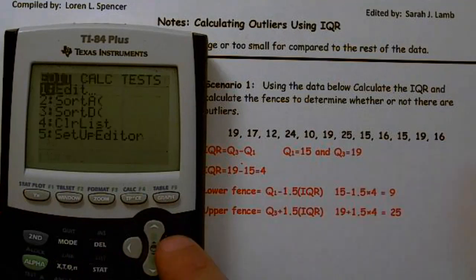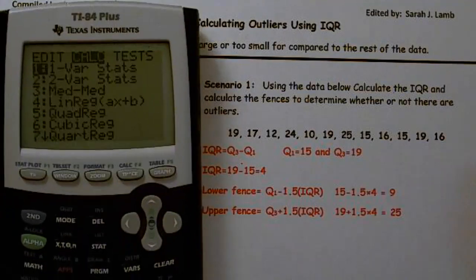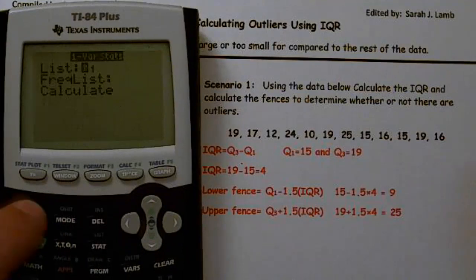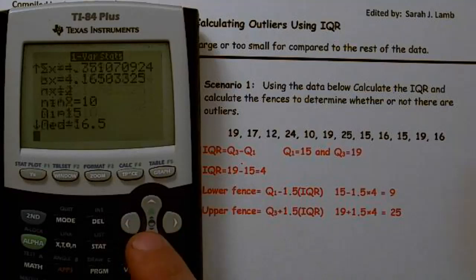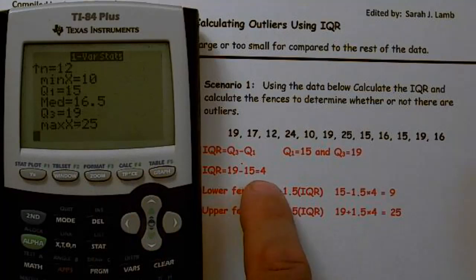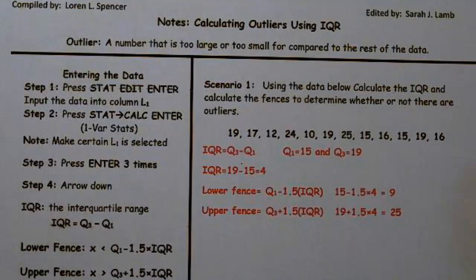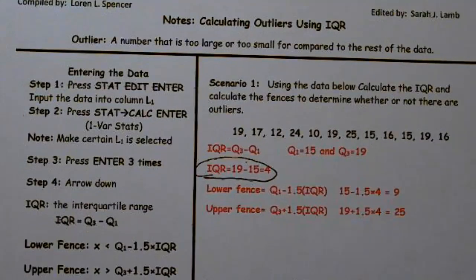I'm going to press stat, calc. One variable statistic should be highlighted, so I can press enter. Then I can press second one to make sure it says L1. Enter a couple times, and I get this information. So I happen to need Q3 and Q1. Scrolling down, there's Q1 at 15, and Q3 happens to be 19. So 19 minus 15 equals 4. So now I have my IQR, and I need this in order to calculate an outlier.